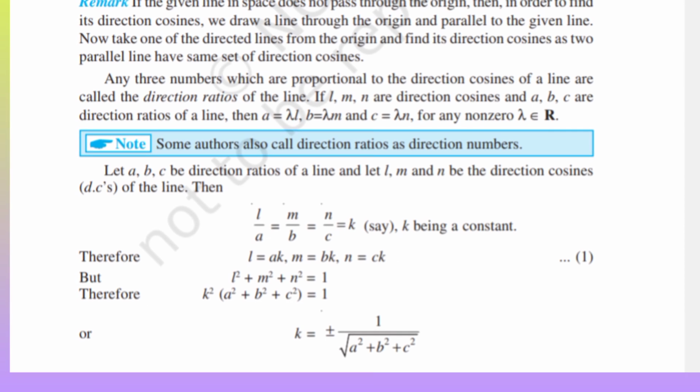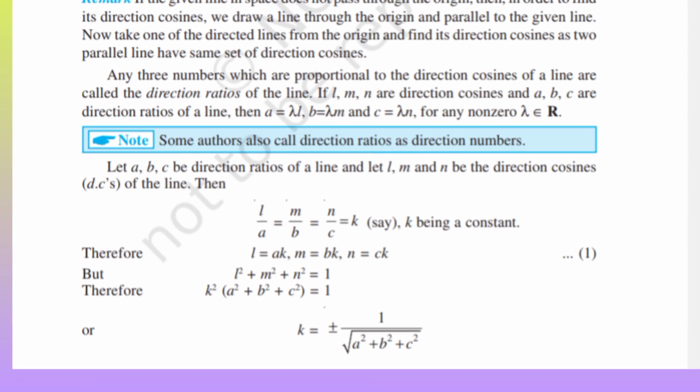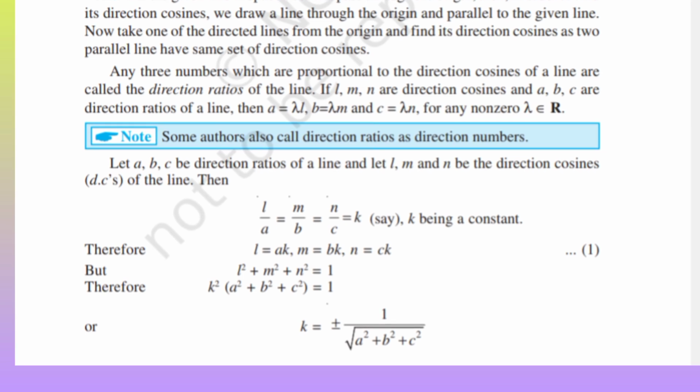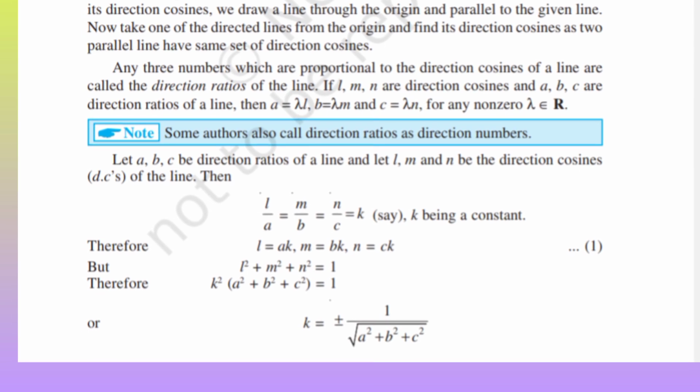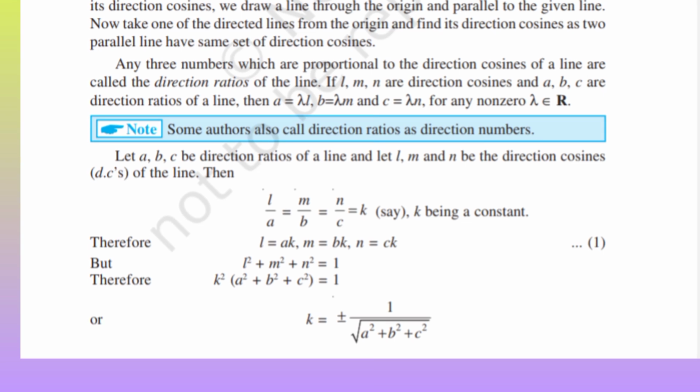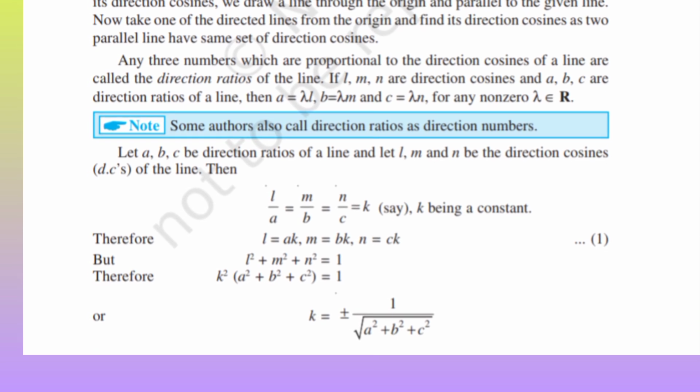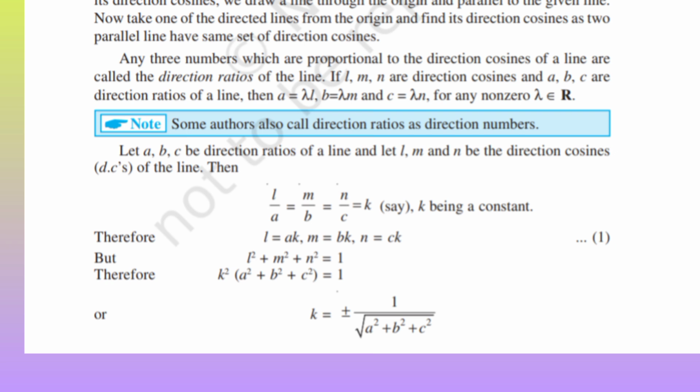Let a, b, c be direction ratios of a line and l, m, and n be the direction cosines of the line. Then l by a is equal to m by b is equal to n by c is equal to k, say, k being a constant. Therefore, l is equal to ak, m is equal to bk, n is equal to ck, but l square plus m square plus n square is equal to 1. Therefore, k square, taking common, (a square plus b square plus c square) is equal to 1, or k is equal to plus minus 1 by under root a square plus b square plus c square.